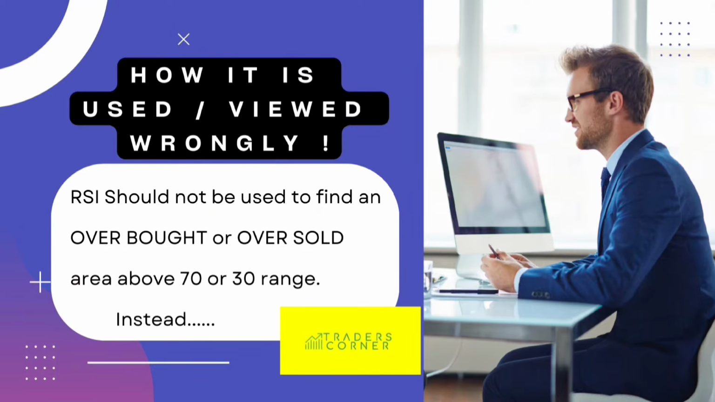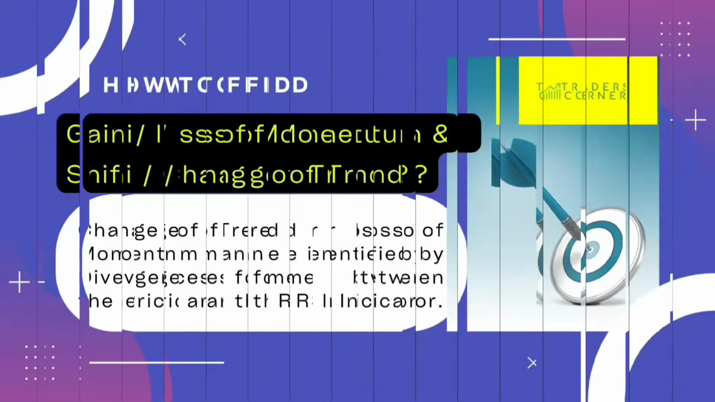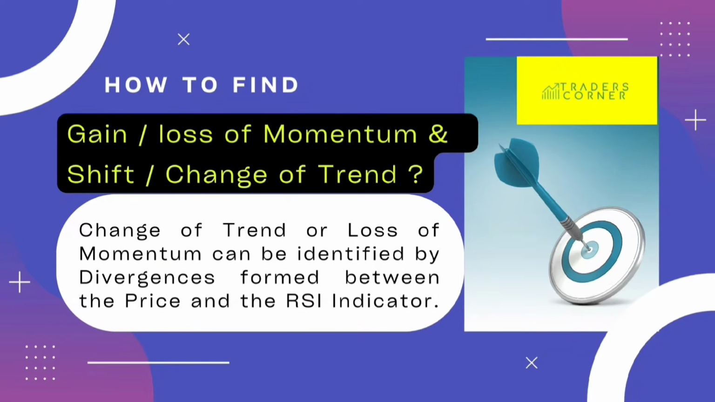Instead, how are we supposed to use it? As I said in the beginning, RSI is an indicator to find the strength and momentum of a price. The first point is that it indicates the gain or loss of strength in a trend. And the second point is that it helps in finding the change in price or the change in trend. So how do we find gain or loss of momentum and a shift or change in trend?